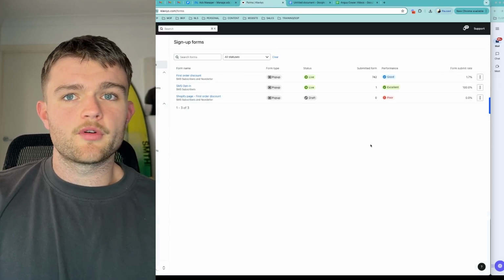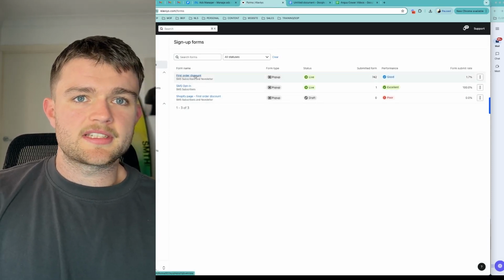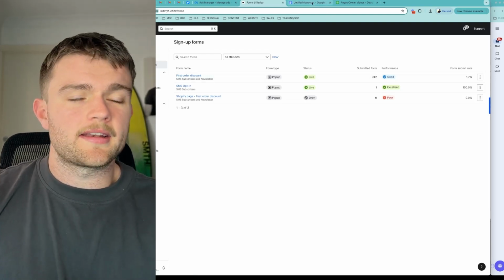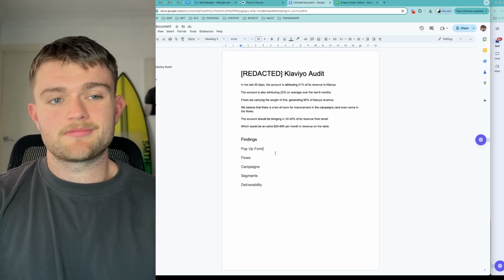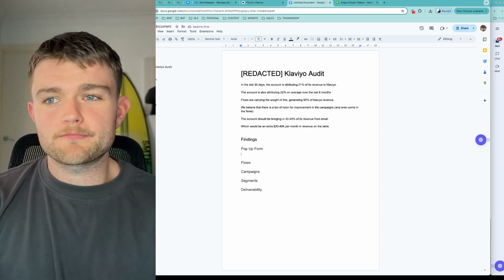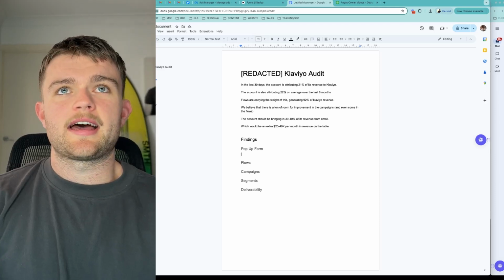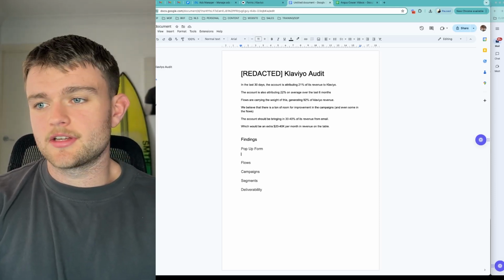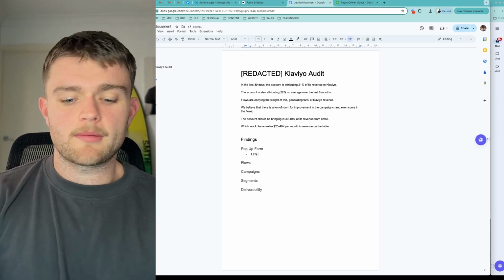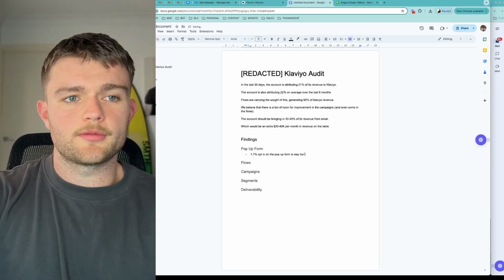So on the sign-up form front, we're looking at a form submit rate of 1.7%, which is not good. Klaviyo says it's good, but based off good benchmarks, we want to be shooting for at least 3%. I mean, 5% is good. Between 5 to 10% is what we should be shooting for. Over 10% is excellent and would be really nice, but obviously 1.7% is too low. So we'll note that down. 1.7% opt-in on the pop-up form is way too low.